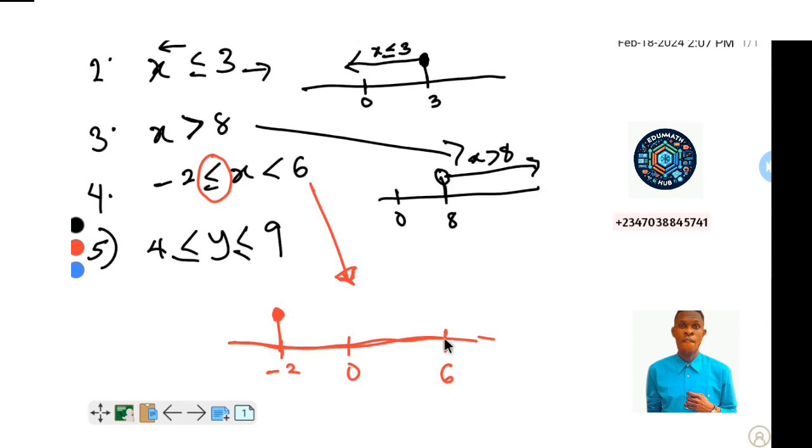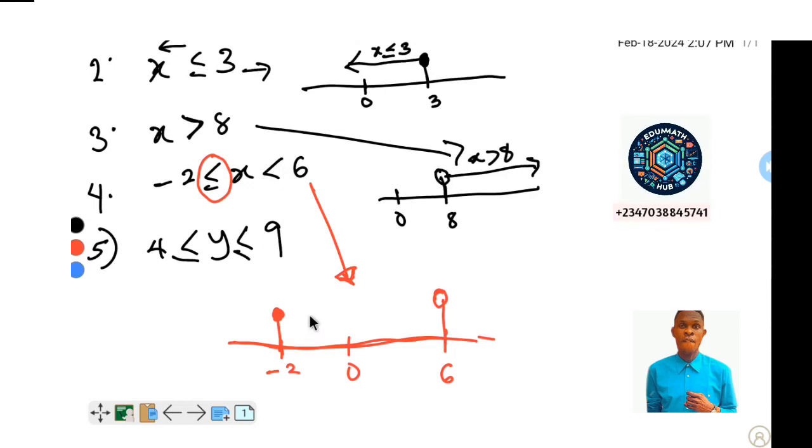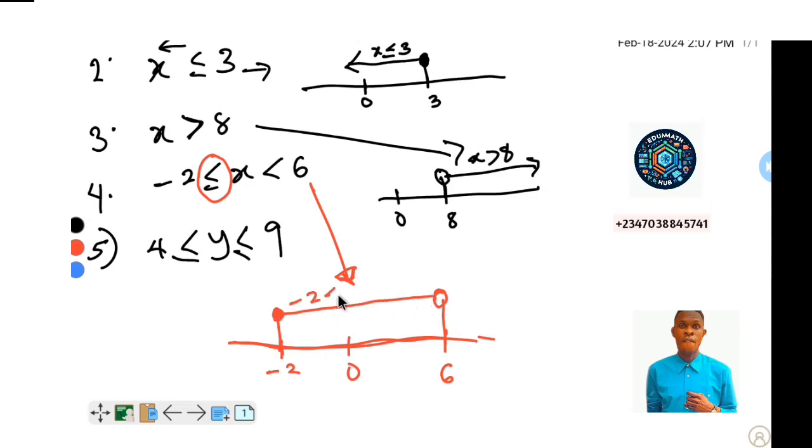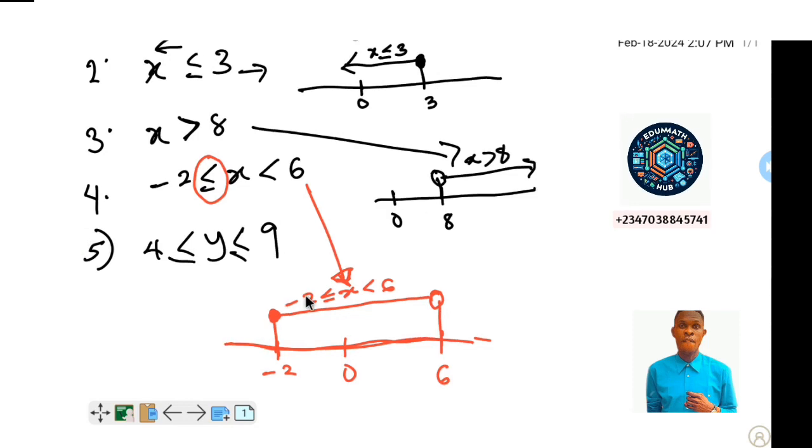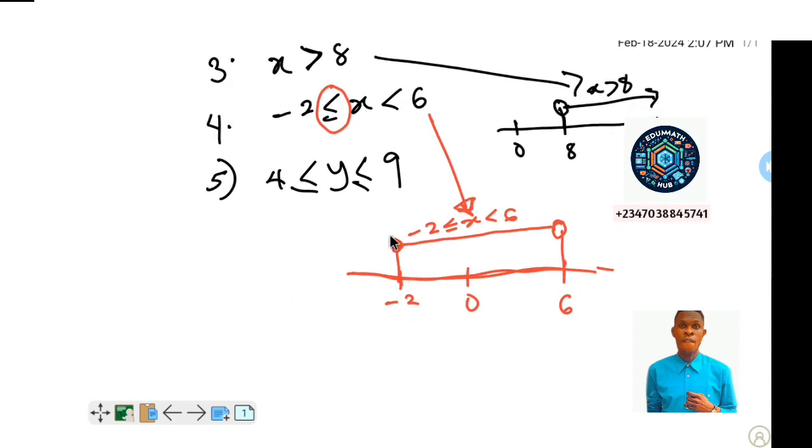Then you go to 6. This is 6, but don't shade this part. It will be just a circle because this part is an open interval, because 6 is not involved in the answer. So the values of x lie in between these 2 points. X is bigger than minus 2, but x is less than 6. So you just join these two lines together like this. Then you write on top of the line, minus 2 less than or equals to x less than 6. So that's how you represent number inequalities on a number line.